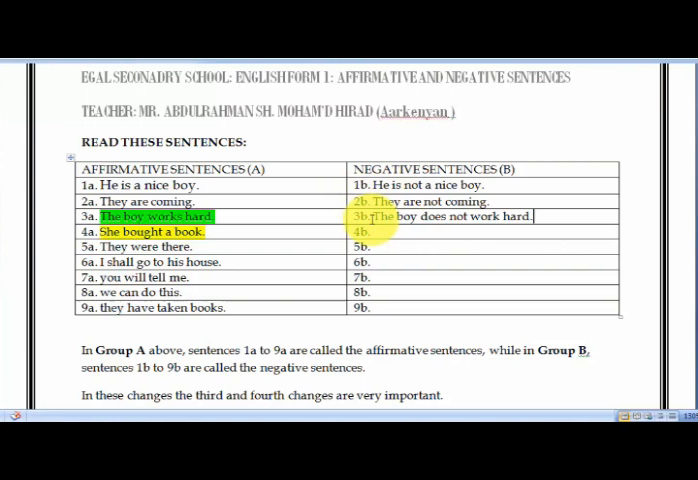Okay, let us go to the second question. She bought a book. This is a simple past. We say did not. The bought, we get it back to the present verb and we say buy. The boy did not buy a book. That's how it goes.